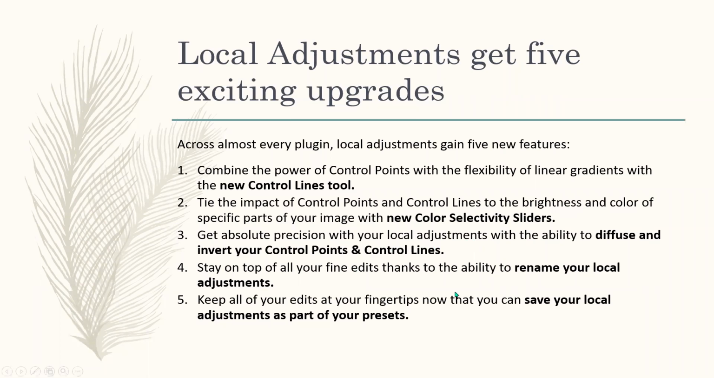And then you can now also rename those local adjustments or control points. Just like you could rename a layer in Photoshop by double clicking it, you're going to do the same thing where it says control point 1. You can double click it and name it so you know exactly what part of your image that control point affects. And now when you save your work as a preset, you can also save those local adjustments as part of that preset.